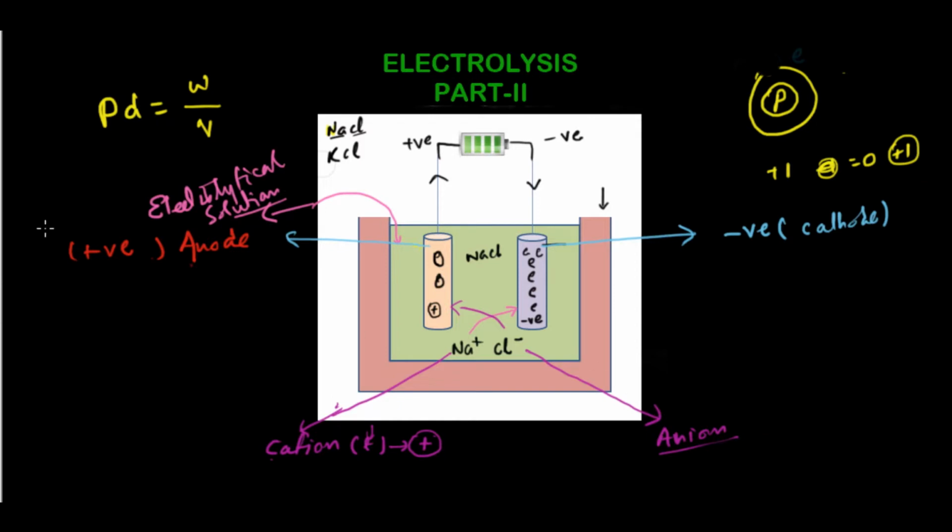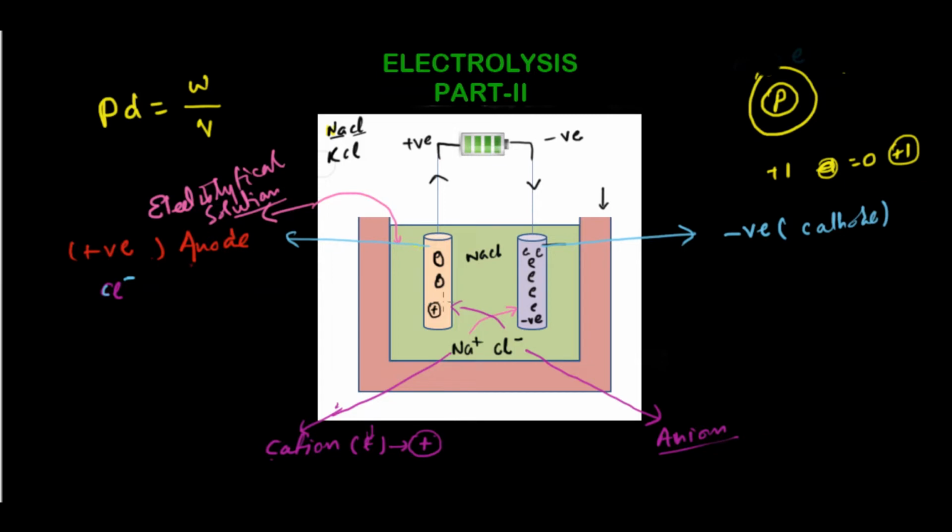Now see this one, what will happen in this case? These positive and negative ions are now free and drifting towards the oppositely charged terminals. Let's start analyzing first the case of the anode. Chlorine is drifting towards the anode. Since it has the minus sign, this anion is going towards the anode.